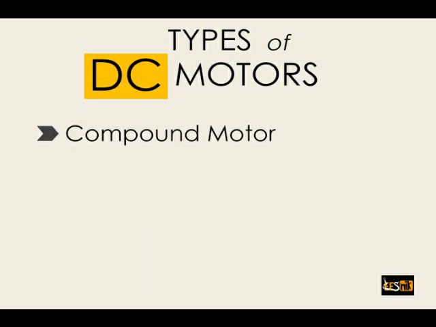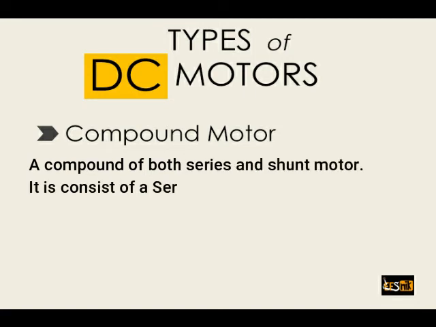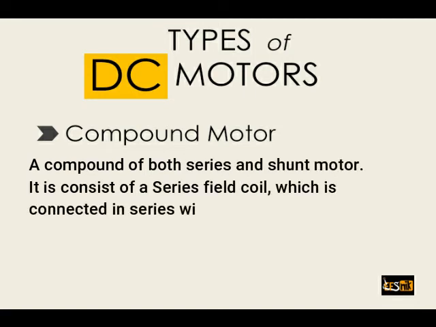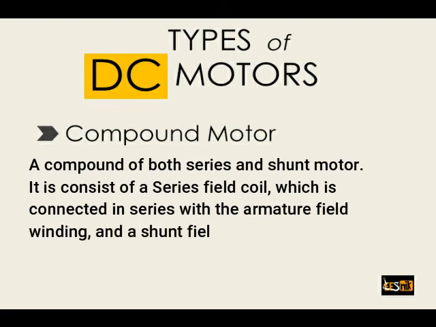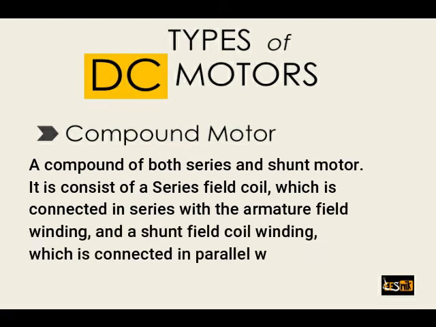Compound type DC motor. A compound type DC motor is a compound of both series and shunt motor. It consists of a series field coil which is connected in series with the armature field winding and a shunt field coil winding which is connected in parallel with the armature field winding.